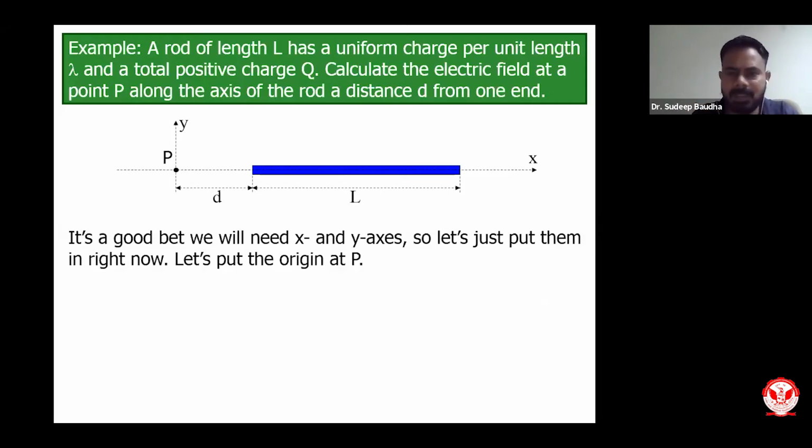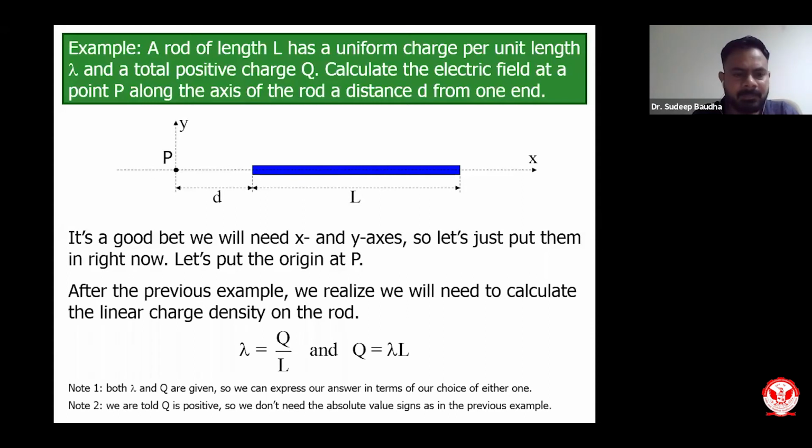So I have set my axes, x and y. After the previous example, we realized we will need to calculate the linear charge density on the rod. We already know the linear charge density lambda equals Q upon L, so Q equals lambda L. That is all we have already done. Now there are some more notes in this example. Both lambda and Q are given, so we can express our answer in terms of either one of our choice.